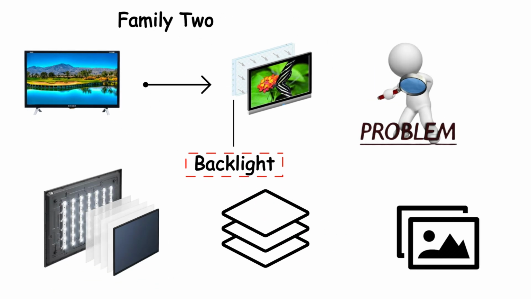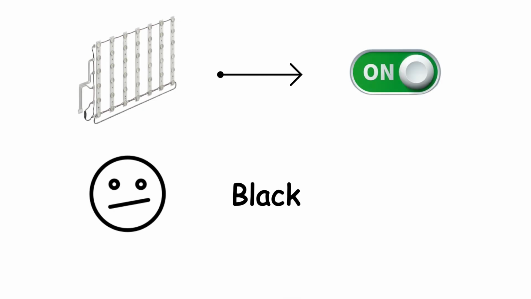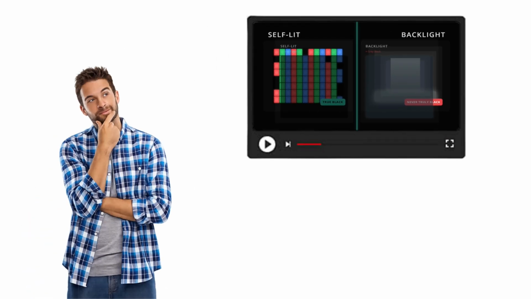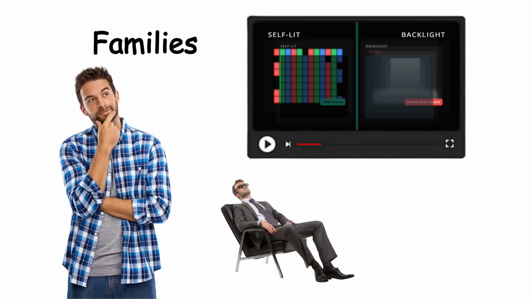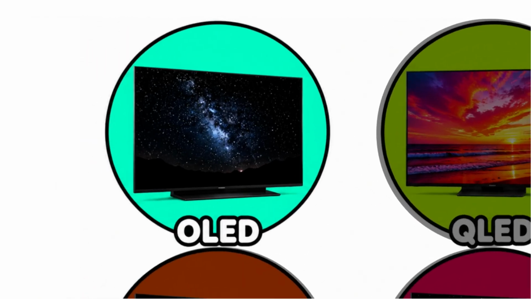The problem? That backlight is always on. So, black is really just very dark gray. That's the fundamental difference. And everything else in this video flows from that one fact. Remember these 2 families, and the rest is easy. Let's start with the one everyone talks about.